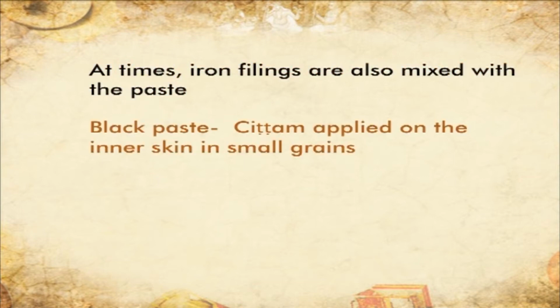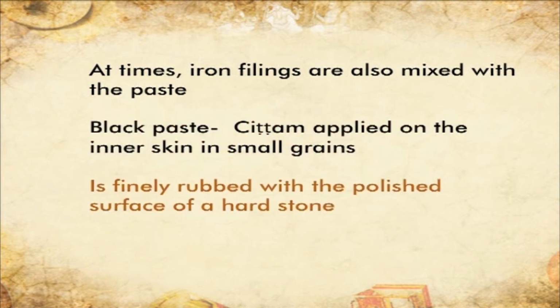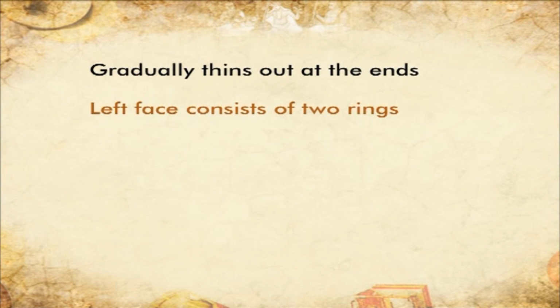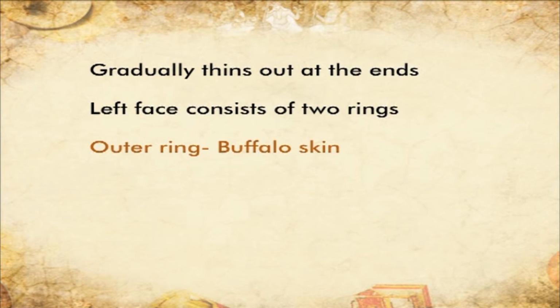The black paste, called chittam, is applied on the inner skin in small grains and finely rubbed with the polished surface of a hard stone. The paste is applied more in the center so that it bulges in the center and gradually thins out at the ends. The left face consists of 2 rings. The outer one is made of buffalo skin and the inner one of sheepskin.